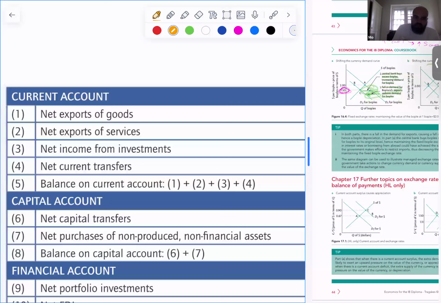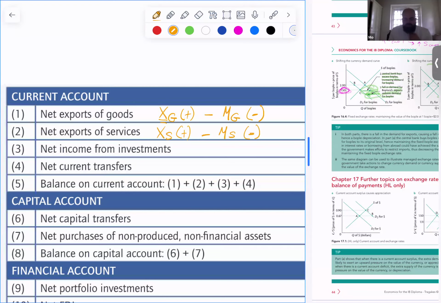So net exports of goods. You start with the exports of goods. That's a credit, minus the imports of goods. That's a debit. Okay? Exports bring in export revenue, while imports cost us import expenditure. So it's an outflow. The same thing with services. Exports of services are a credit, minus imports of services are a debit.